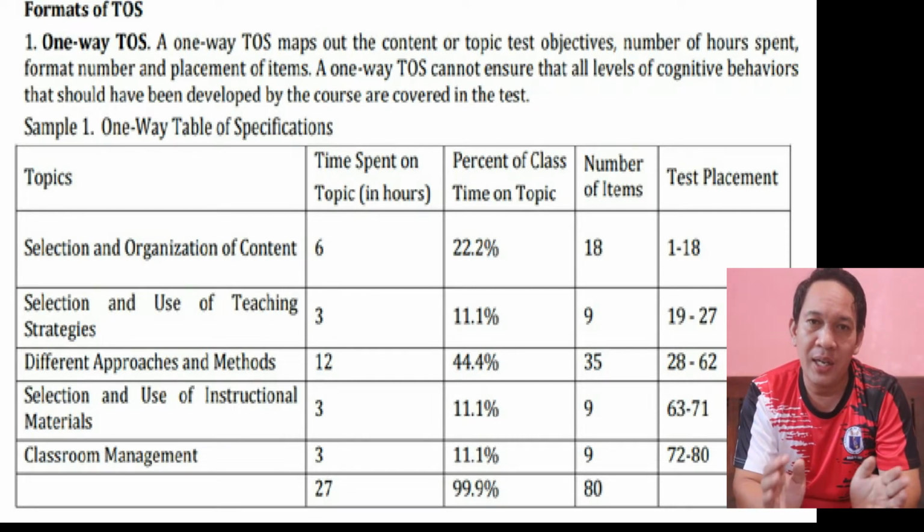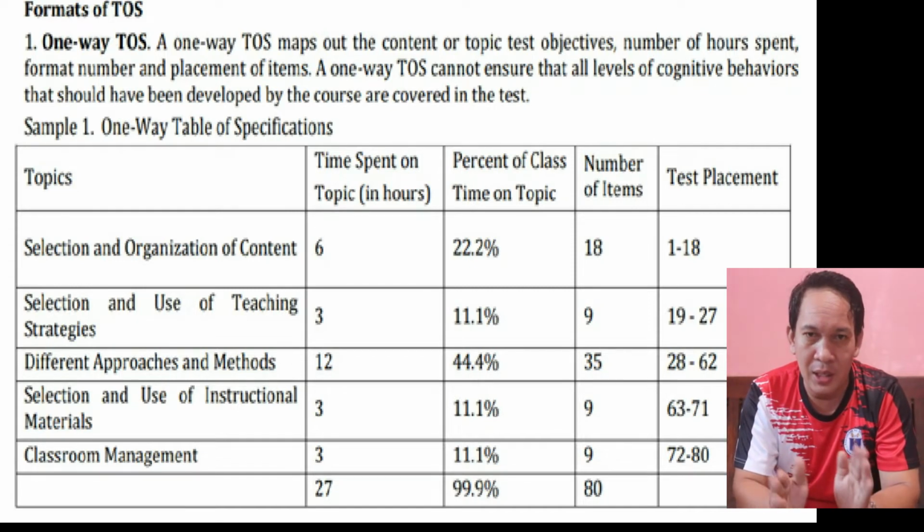Then another one, on the selection and use of teaching strategies, the number of hours, number of days, or number of hours, depending on what is in the curriculum guide. You have 3 divided by 27, then it becomes 0.111111. Then convert it into percent, it becomes 11.1%.